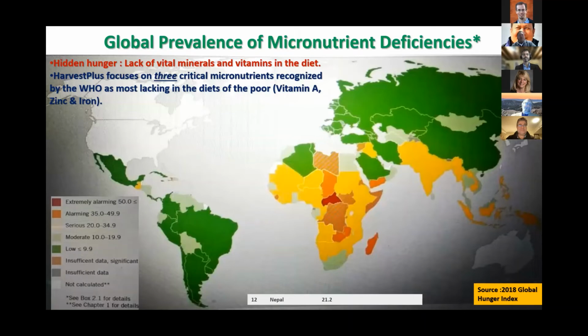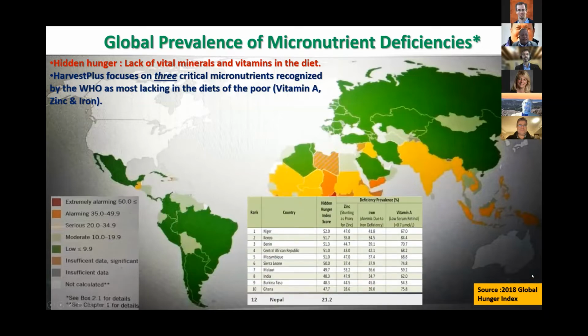And yes, micronutrient deficiency, or hidden hunger, or micronutrient malnutrition, is due to the lack of vital vitamins and minerals in the diet. In Nepal, the hidden hunger index, if you look, is 21.2. So there is a serious threat. Next.